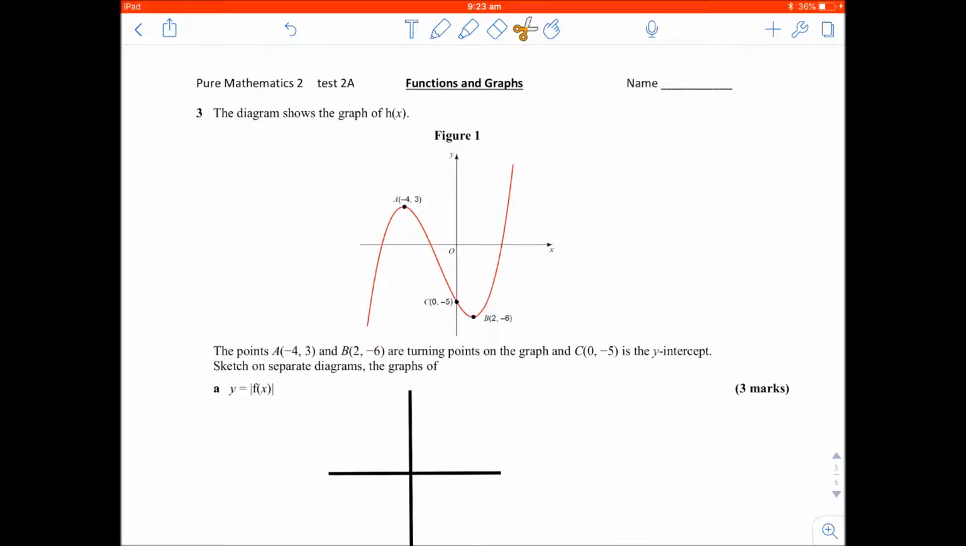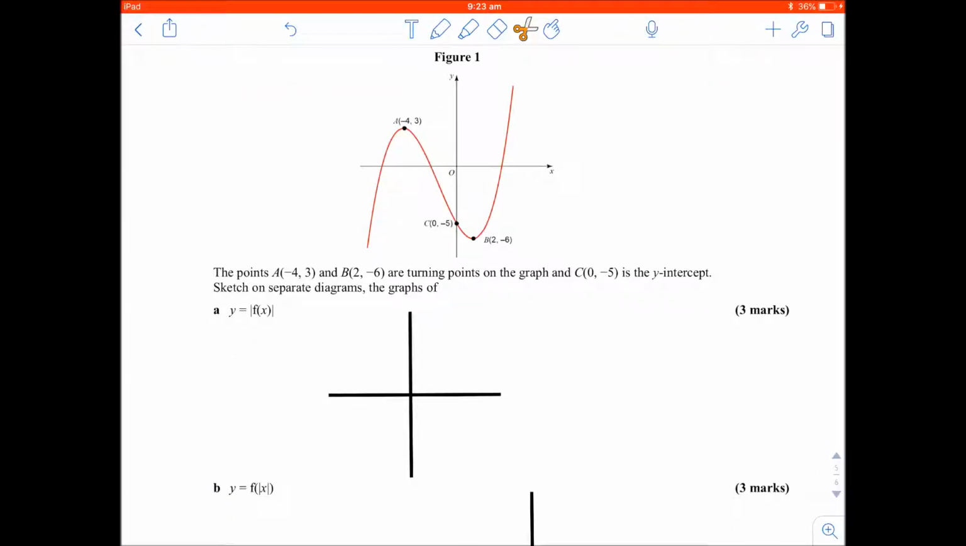So looking at question 3 now, the diagram shows the graph of h of x, and so we've got a cubic graph there. We're told that we have the coordinate A of minus 4, 3, which is the turning point, C, 0, minus 5, where it crosses the y-axis, and B, we've got 2, minus 6, which is another turning point. So we want to sketch the graph of y is equal to the modulus of f of x.